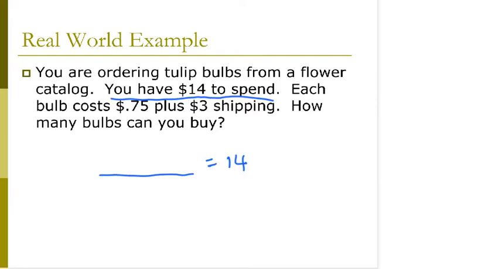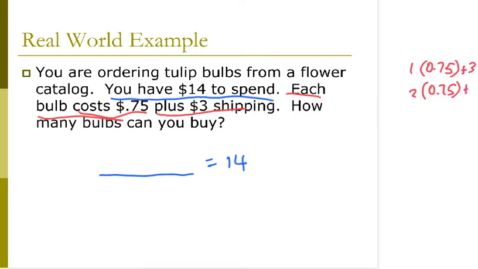So the other part of it is this statement that it costs 75 cents plus $3 shipping. So each bulb costs 75 cents. In other words, if we paid for one bulb, it would be 1 times 75 cents to figure out the cost. If it's 2 bulbs, it would be 2 times 75 cents just for the cost of the bulb. But we also have to add in the $3 shipping.